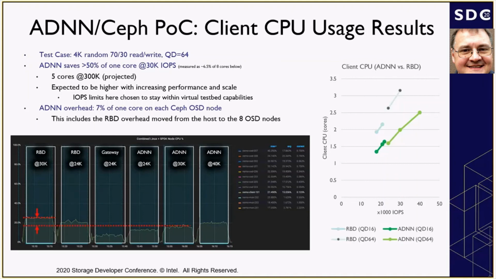So this graph at the left only shows RBD and ADNN compared at one specific performance point, but this graph indicates that it was lower for all of the performance points. So we can't quite claim that it trends lower, that it'll scale higher. We ran out of gas in this test cluster, so we need to do this again with a physical Ceph cluster to see whether that really scales.